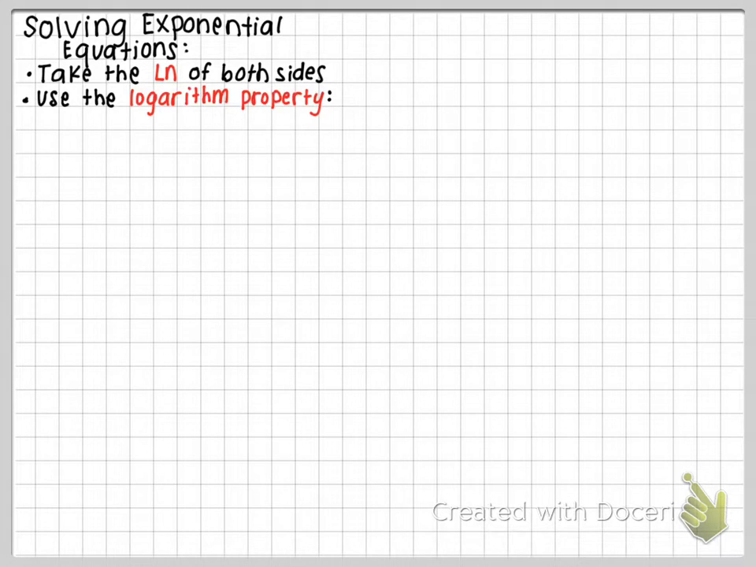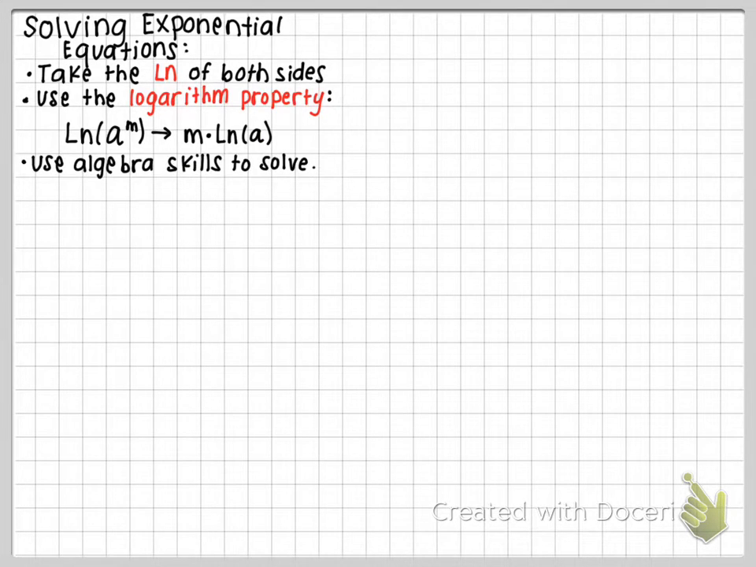Then we're going to use the logarithm property. So ln of a to the m. The logarithm property, remember, we just did this. It means to move that m to the front. Whatever this exponent is, we move it to the front. We did the same thing when this said log, right? Like log base 2 or something of a to the m, we'd move that m to the front. We do the same thing with ln, with the natural log. So it looks like that. And then we use algebra skills to solve. Those are the steps we need to take when solving exponential equations.